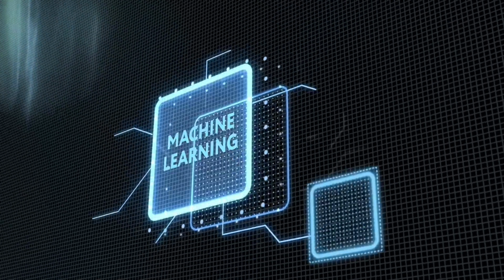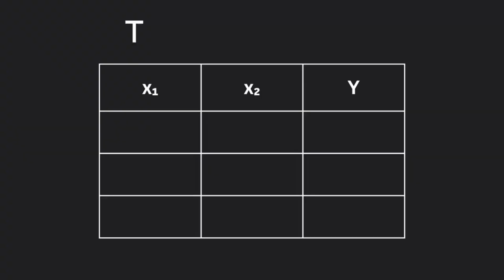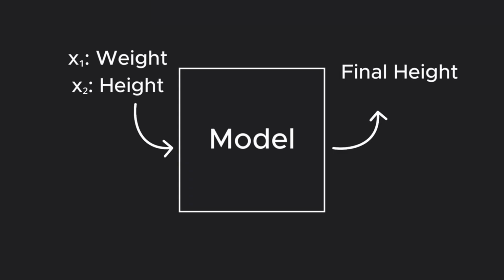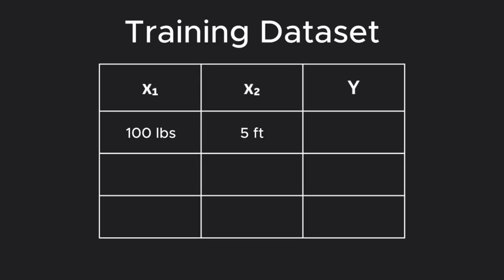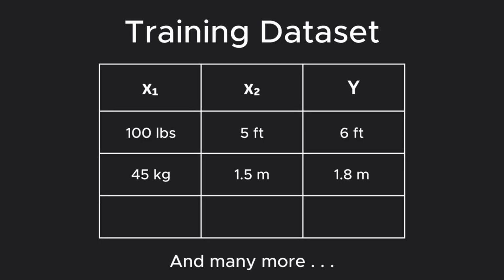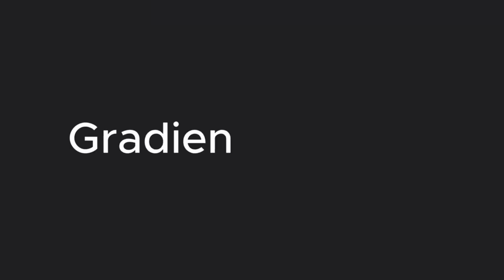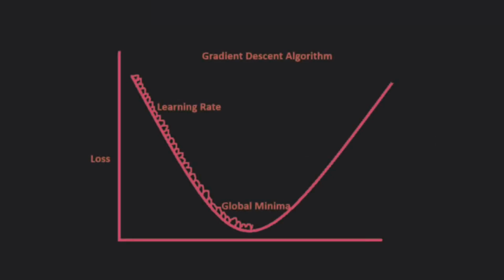People talk a lot about training ML models, but what does this actually mean? There's often a training dataset, and for simplicity, let's say our model predicts how tall someone will be based on their weight and height at age 10. The dataset could have thousands of people's weight and height at age 10, as well as their final height once they stop growing. During training, the model learns a relationship in the training data. And there's an algorithm called gradient descent used for this. Let's quickly go over it.